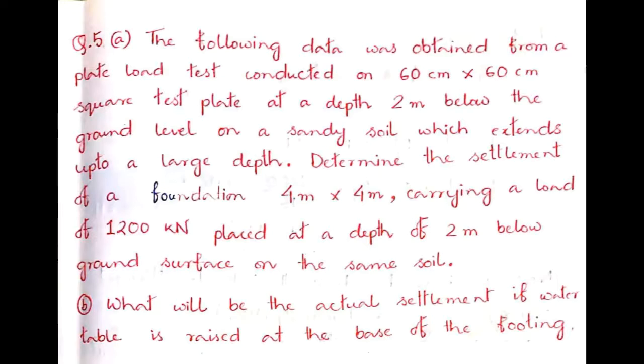The soil is homogeneous. Moving on, we are asked to determine the settlement for a foundation of size 4 meter by 4 meter carrying a load of 1200 kilonewton placed at a depth of 2 meter below the ground surface on the same soil. In question number A, we have to find the settlement without involvement of water table. In question number B, we have to find the settlement when water table rises up to the base of the footing. Okay, now moving on.